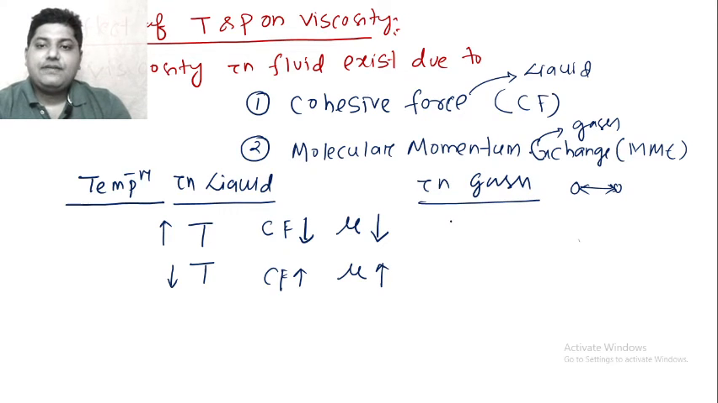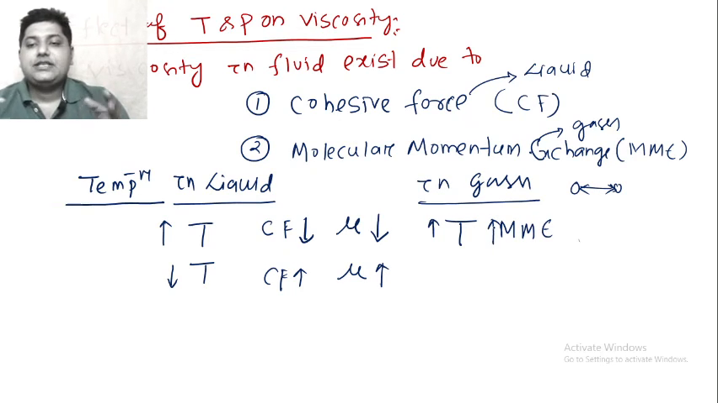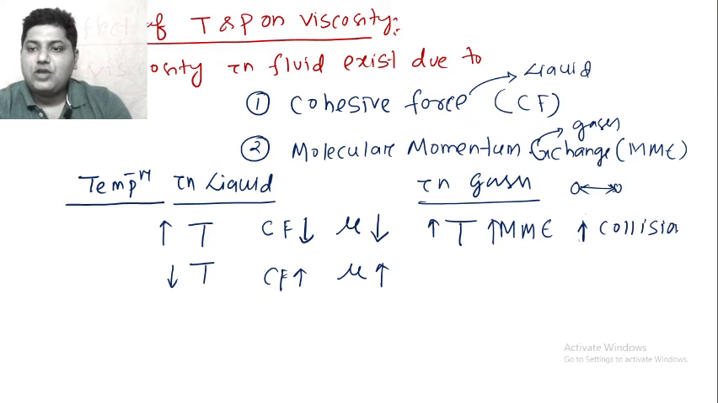So in gases, what will happen? If the temperature increases, then the molecular momentum exchange also increases, meaning they will move very fast. They will get excited, collide with each other, and transport momentum between each other. So as a result, the frictional resistance among the molecules increases, the molecular momentum increases, and the collisions between these molecules increase.